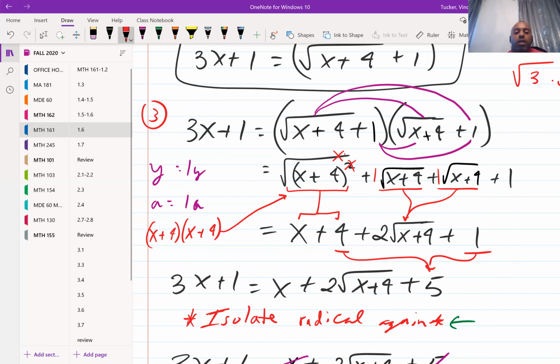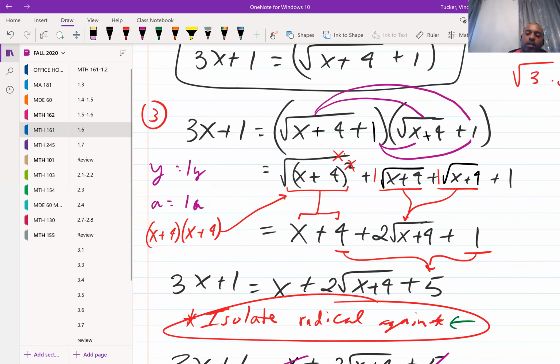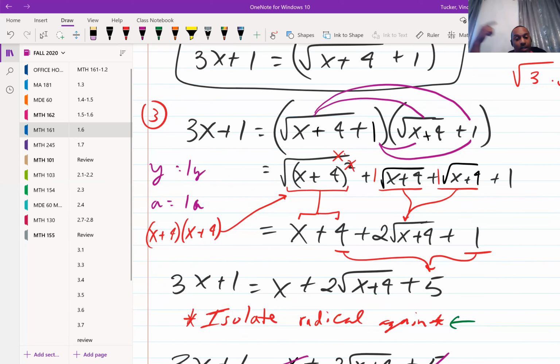So notice that we're not done with step 3 yet, because if there's still a radical involved, then we need to isolate the radical again. That's what we're talking about right here. We need to isolate the radical again. So that takes us back to step 1 because we still have this radical involved.